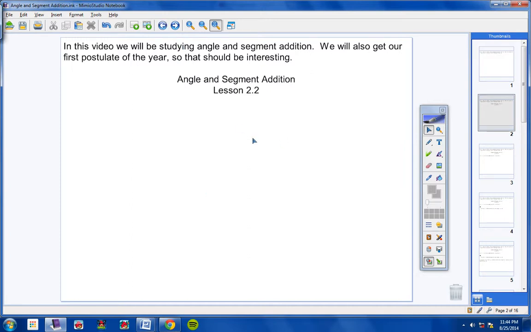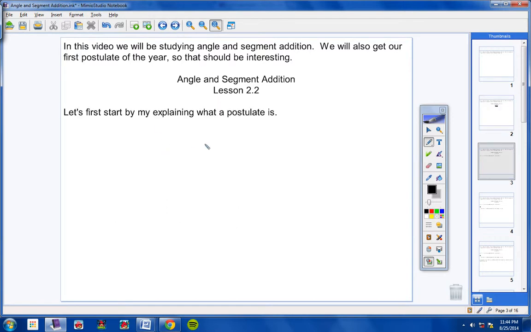There we go. Your heading today, please go ahead and write this in your notes if you would. Your heading today is angle and segment addition, lesson 2.2. Also include today's date if you would, please. And let's continue on. Please take some really good notes today.